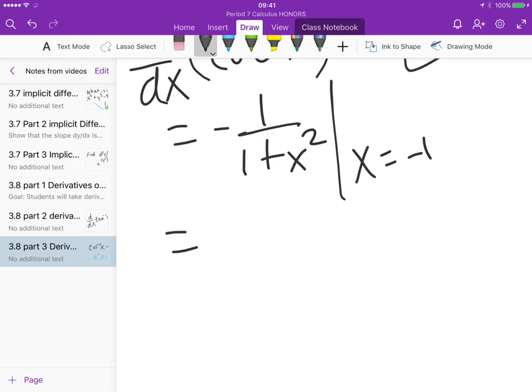so we can find the slope of the tangent line. And so if you substitute -1 into there, you get -1 over 1 plus (-1) squared, which is -1 over 2. So the slope of the tangent line, so this is m, for this particular function at x equals -1 is going to be -1/2.